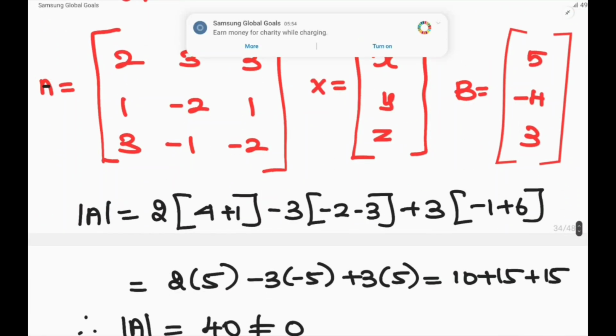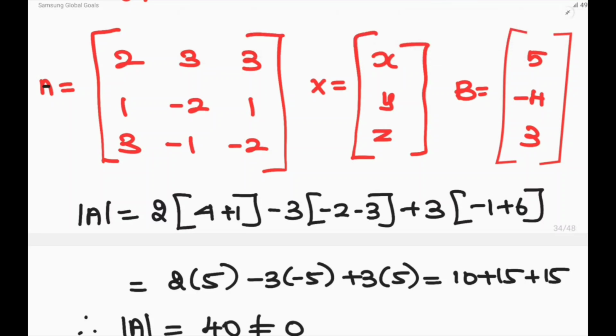Then we need to find the inverse of this matrix. So we have to find the determinant initially, right? In case the determinant is non-zero, then only the inverse exists, right? Then what is the determinant of this matrix?